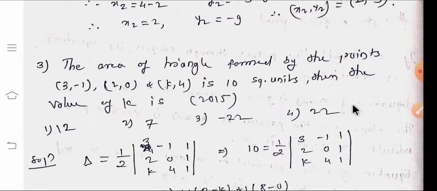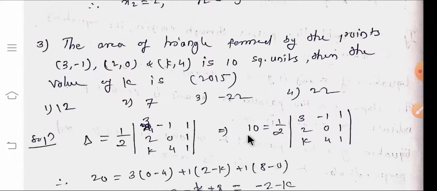So we know that the area of a triangle formula is delta equal to half of the determinant x1 y1 1, x2 y2 1, x3 y3 1. So the points x1 y1, x2 y2 and x3 y3 are given. So I substitute here delta equal to half of the determinant 3 minus 1 1, 2 0 1, k 4 1, and the area delta value is also given, that is 10 equal to half of this determinant.